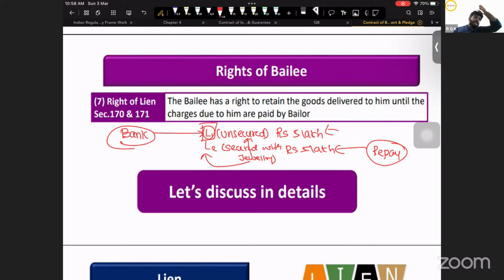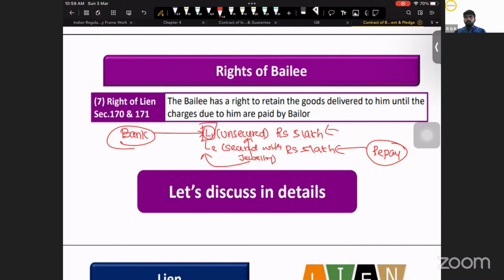Towards any amount due from a person, you are retaining the goods. Any amount due from a person, you are retaining his goods so that he repays it and then collects back the goods. This is called general lien. This right is called general lien. Not available to every person. This is available to only 5 persons who are bankers, factors, wharfingers, policy brokers, attorneys of law.